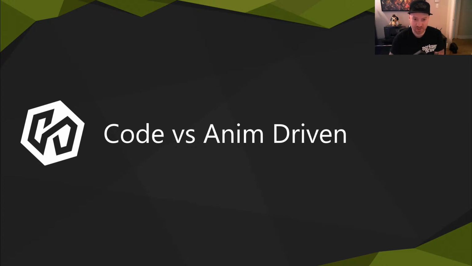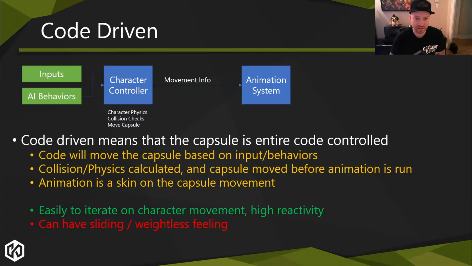Coming to the code versus anim driven. Well, here I mentioned already, the code drives the capsule. Animation is a skin that follows. Now, the main thing here is that you have a character controller that does the character collision checks, the physics and everything. So that moves the capsule once. Based on that movement, we take the velocities, angular rotation, everything, we feed that into animation. It tries to do the best it can, spits out a pose, boom, we're done.